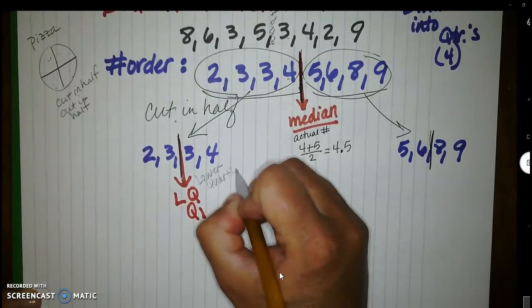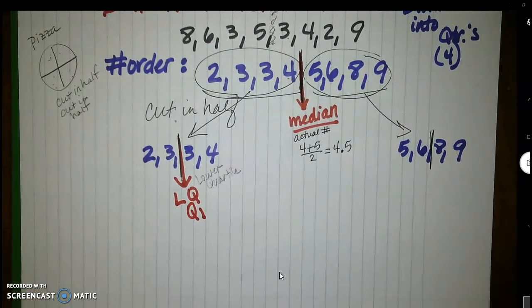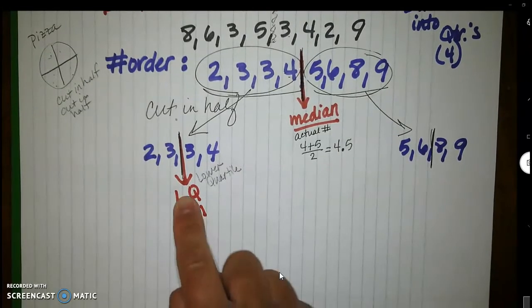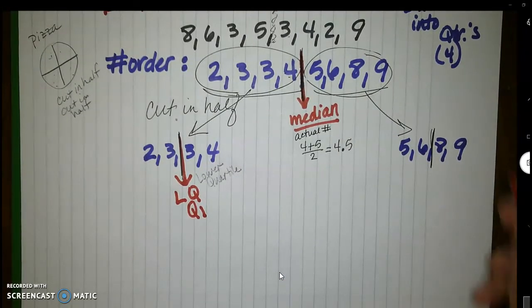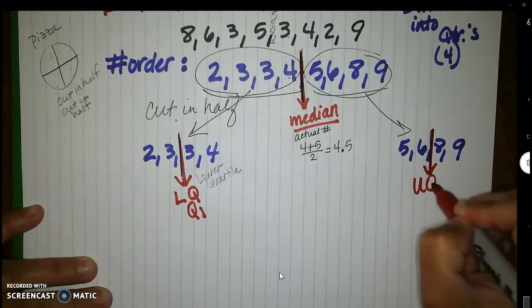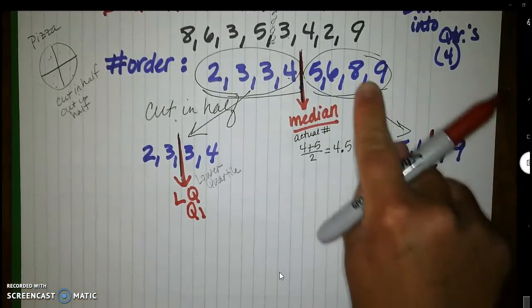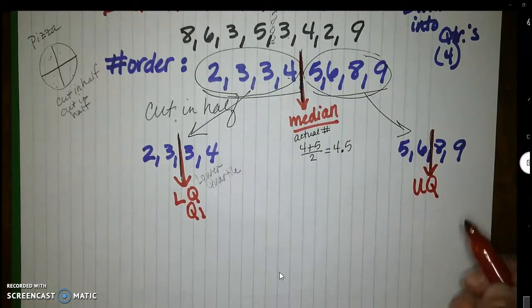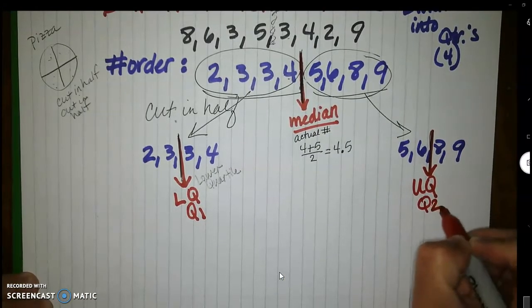And since, you know, us mathematicians, right, we're all really super lazy, and that's just too many letters to write on our paper, we just call it LQ or Q1, okay? This one over here we call the upper quartile, because this is the middle of the top half. And so we call it the upper quartile, or the Q2.